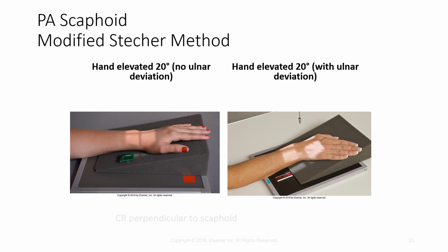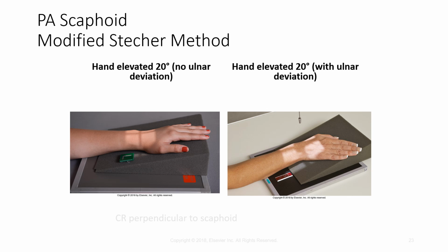This is the modified Stecher method, and truly the only thing that changes is instead of angling the tube 10 to 15 degrees, you actually put the patient on a sponge to compensate for that angle. Okay, so we're at a 40-inch SID, collimated less than an 8 by 10. Your technique would still be 65 at 1.2 for all of these specialty views.